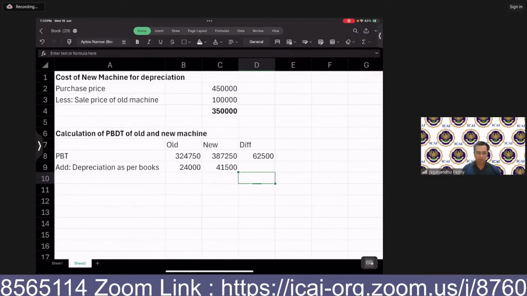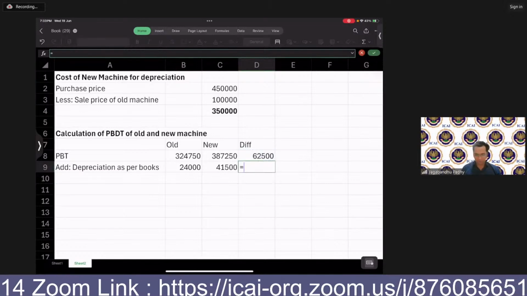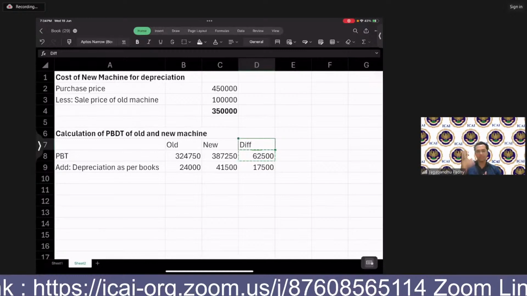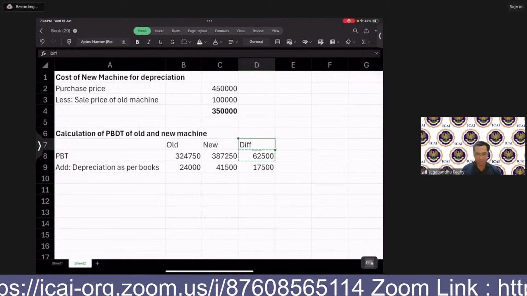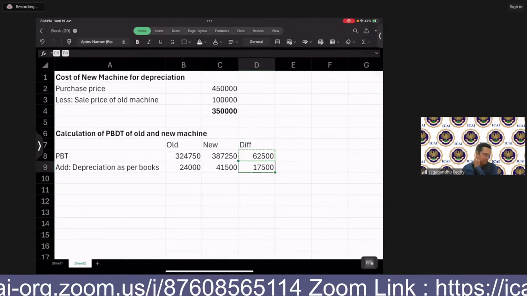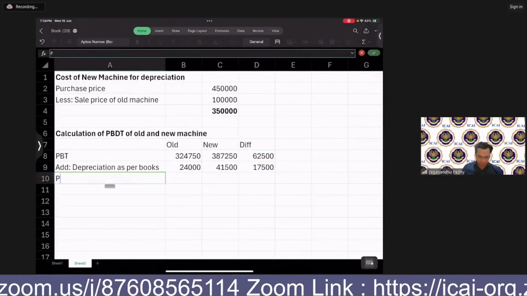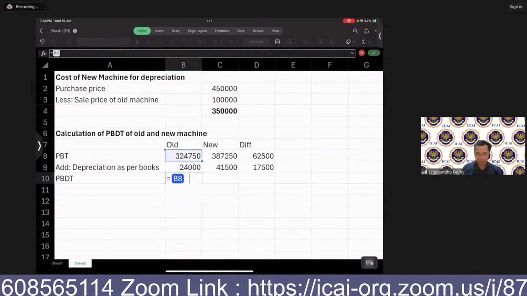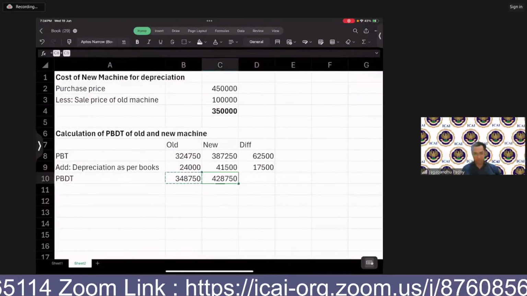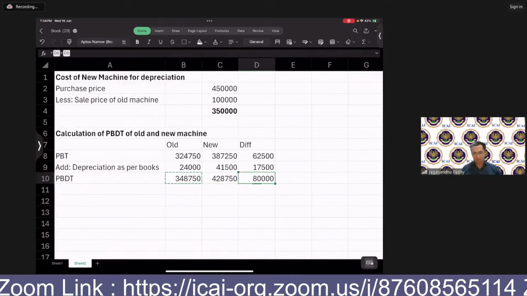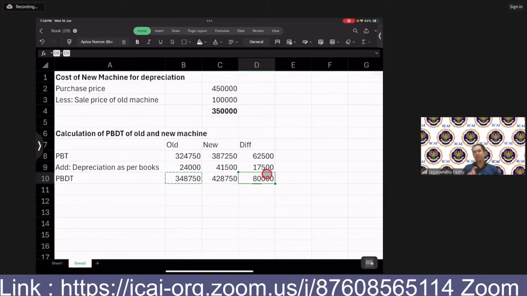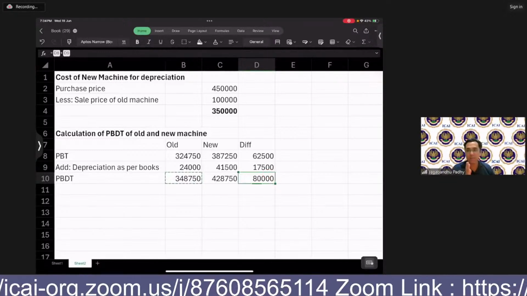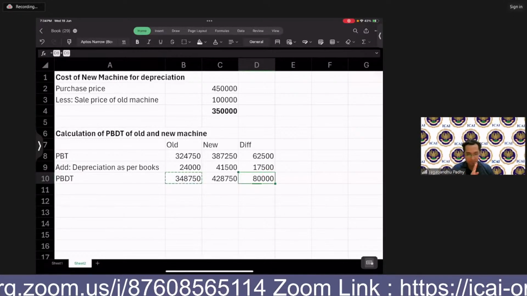So I just need to obtain the profit before depreciation and tax. My PBT is going to increase by 62,500, and my depreciation is amounting to 17,500 incremental depreciation as per books. So incremental profit before depreciation and tax as per old machine is 348,750, as per new machine is 428,750, and finally the differential or incremental extra profit before depreciation and tax which will be generated by this new machine will be 80,000.